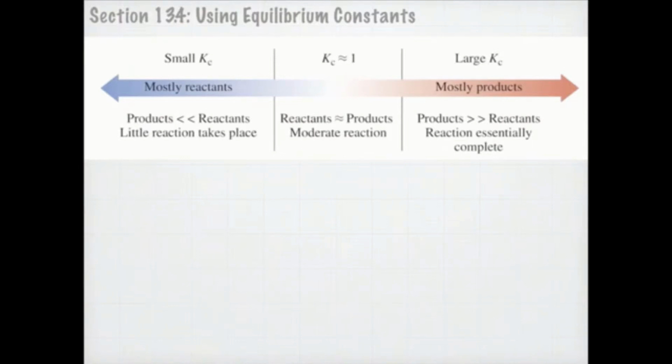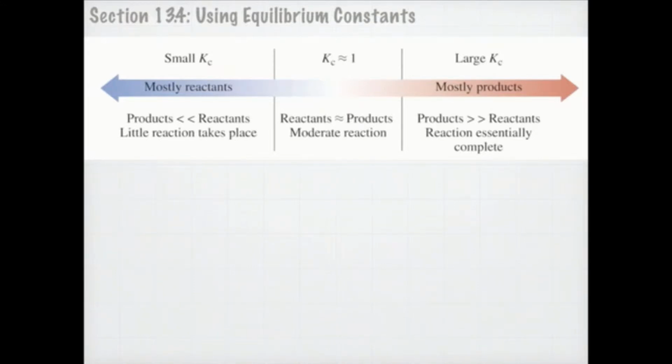If your KC is very small, you have more reactants than products, meaning your reactants are favored. In this case, very little of the reaction actually took place because you have so many reactants compared to products. So that's what your KC or your KEQ tells you.